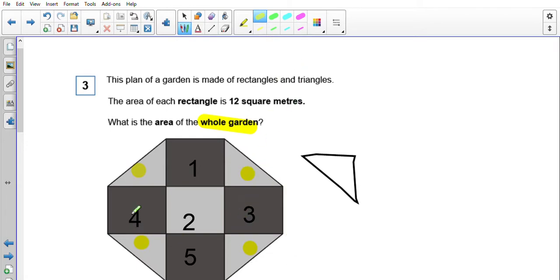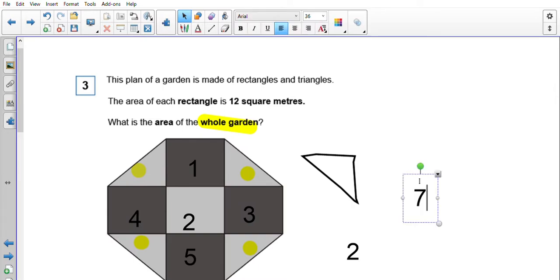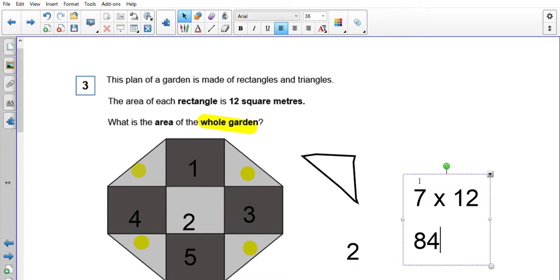So I've got 4 halves, which are going to give me 2 extra rectangles in total, which is, I'll pop down there, which is going to give me 1, 2, 3, 4, 5, 6, 7 rectangles, which means I then have 7 rectangles, and if each one of those is 12 meters squared, that's going to give me a total area of 7 lots of 12, which is going to give me an answer of 84 meters squared. Okay.